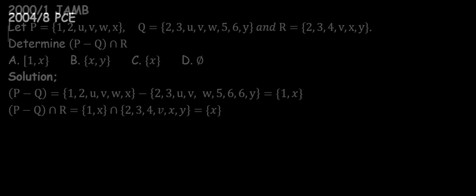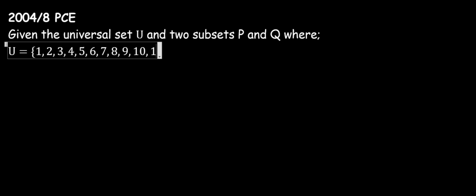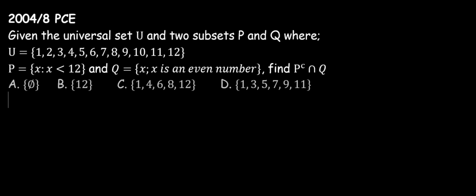Another example. Given the universal set U and two subsets P and Q, where the universal set U is equal to 1, 2, 3, 4, 5, 6, 7, 8, 9, 10, 11, 12. And P is equal to {x : x < 12}. And Q is equal to {x : x is an even number}. Find P complement intersection Q. The options are given. Solution.